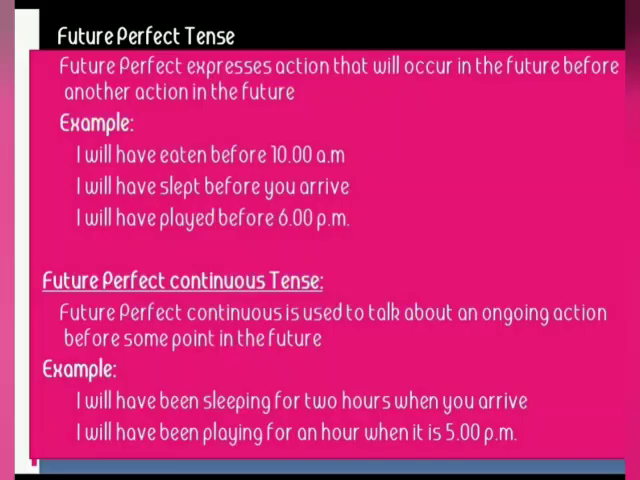Future perfect tense. Future perfect expresses action that will occur in the future before another action in the future. For example, I will have eaten before 10 a.m. I will have slept before you arrive. I will have played before 6 p.m. Future perfect continuous tense. Future perfect continuous is used to talk about an ongoing action before some point in the future. For example, I will have been sleeping for 2 hours when you arrive. I will have been playing for an hour when it is 5 p.m.